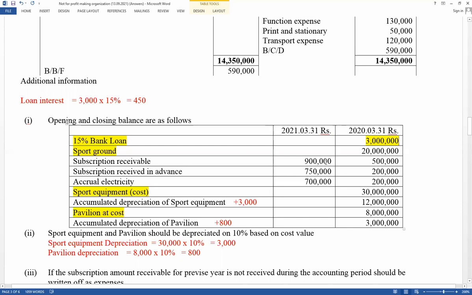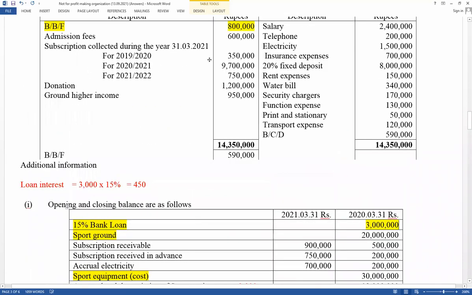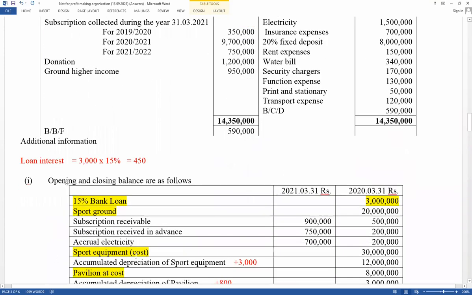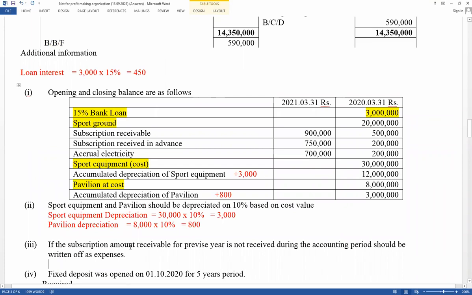Now think about subscription. It has given receivable and received in advance, opening and closing balance. You have to prepare subscription accounts, and it has given the subscription received amount also during the accounting period. Think cash account debit side. It has given subscription collected during the accounting period for last year, this year, next year. I have discussed how to prepare the subscription account. As well as additional third one is relevant for subscription written off. Therefore, you have to prepare a T account for that.